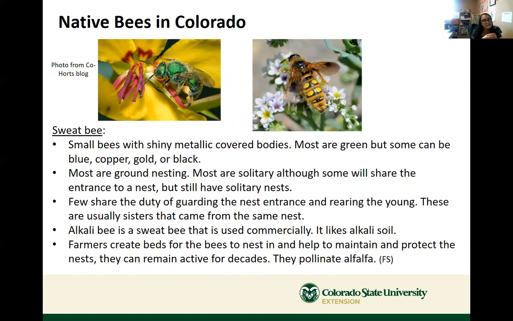An alkali bee is a type of sweat bee that is used commercially. It is raised to pollinate fields, and it gets its name because it likes alkali soil, which is great here in Colorado because we've got that. So the farmers create these beds of soil for the bees to nest in. They protect that area, they help to maintain it, and they can have those little beds active for decades. Usually this is going to be in alfalfa fields. That's what they're usually pollinating.